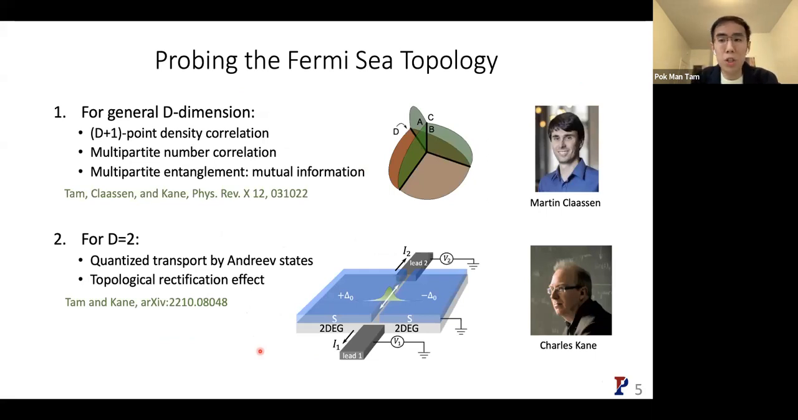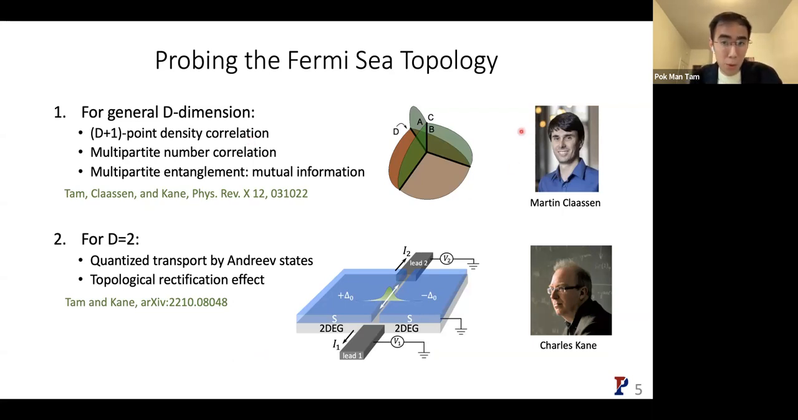So that is the goal of our talk, and there will be two parts in which I explain how we achieve that. In the first part, I will talk about how we can use a multi-point density correlation at equal time to probe the Fermi sea topology. And that can in turn be related to a multipartite number correlation.